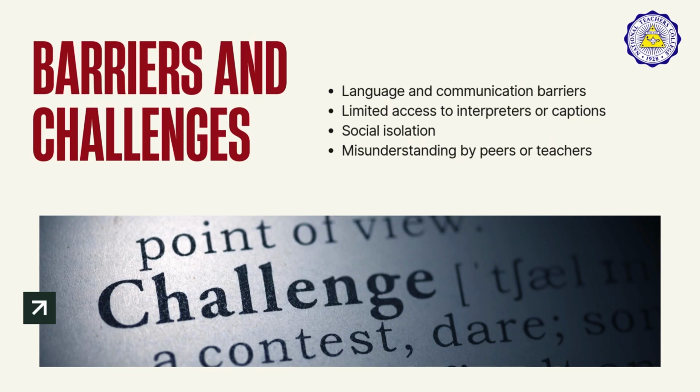To understand this better, let us have a group task. In groups, I will give you cards labeled with different learner traits. Sort them into 2 categories: strengths and challenges. Discuss how teachers can use their strengths to overcome the challenges. By focusing on strengths and providing proper support, we help learners with hearing impairment thrive in both academics and social life.